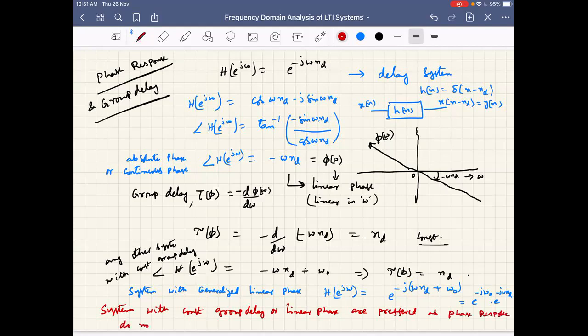phase response does not introduce any distortion during frequency domain modifications or processing of input signals. Okay, they at the max only introduce the delay. Okay, fine. So thus these are more preferred for practical applications, especially in filter design.